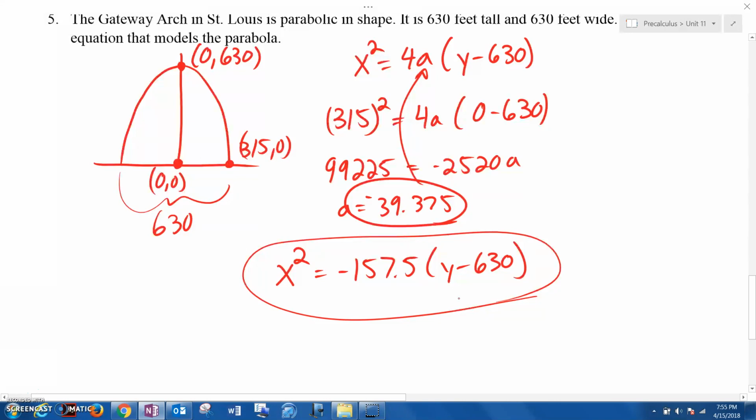It's not too difficult, but when you don't have the focus or the directrix, you're going to have to find the a value using another point, and that's the key there.